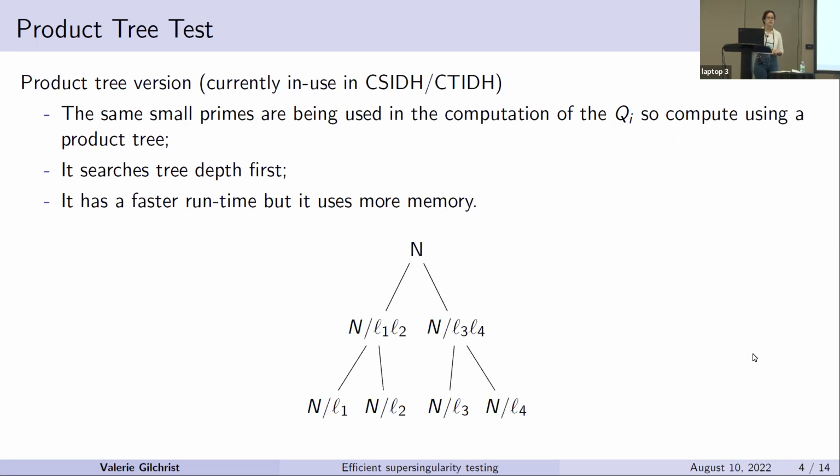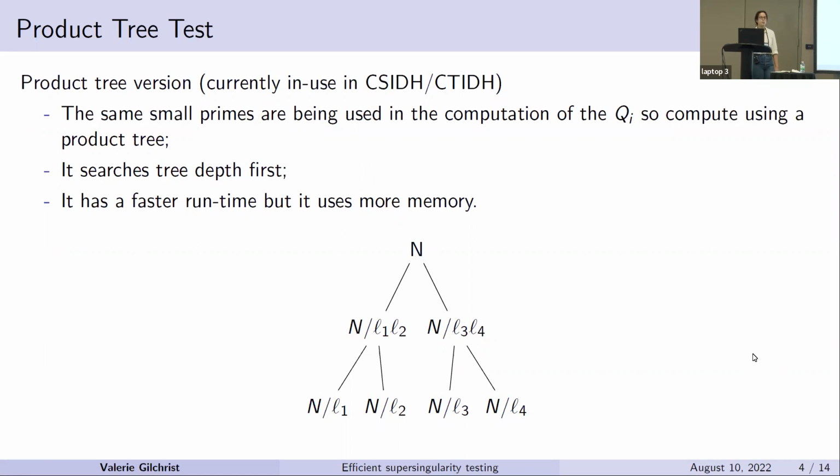And so just a quick reminder on a product tree, how it works is we start with the big N at the top that we're trying to check. For example, if we go down the right hand of the tree first, we're going to compute n over L3, L4. Then when we want to compute n over L4, we just multiply that by L3. We check the things we need to check. We throw that away. We go back up to n over L3, L4. We multiply that by L4 to get n over L3. Check that, throw it away. And then we can throw away that whole side of the tree and continue down the other side of the tree. So yeah, as I mentioned, it runs faster, but the memory is not great.